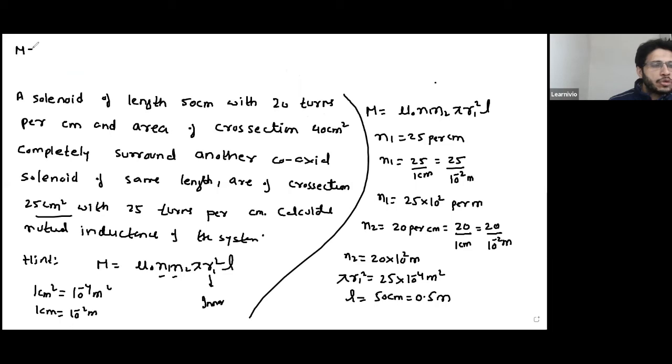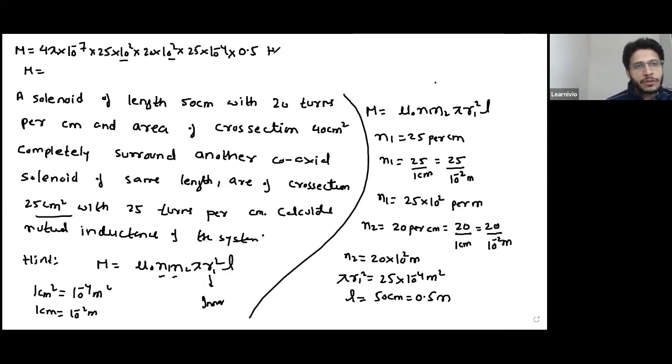then I will get that mutual induction is mu naught, which is 4 pi into 10 raised to the power minus 7, into N1, which is 25 into 10 raised to the power 2. Then you have N2, which is 20 into 10 raised to the power 2, multiplied by pi r1 square, which is 25 into 10 raised to the power minus 4, multiplied by L. The length is 0.5 meter. So the mutual induction comes out to be this. 2, 2 and minus 4 would be 1, and this much of Henry. You can multiply these terms.